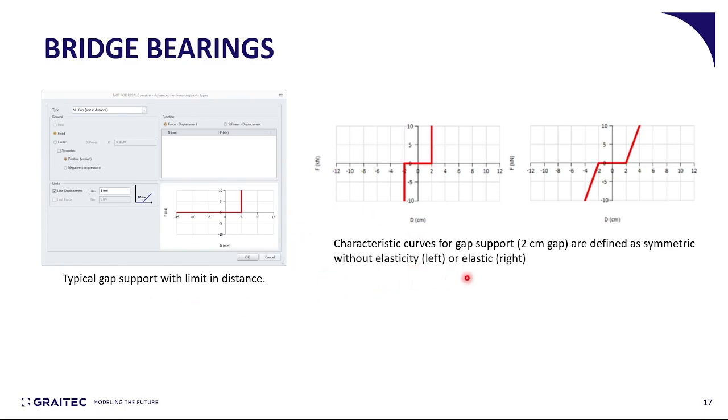Here are some characteristic curves for a gap support with a 2 centimeter gap, defined as symmetric without elasticity and asymmetric with elasticity. In the first case, the force is the same after the 2 centimeters are reached, whereas in the second case, the force is a linear function of the displacement, which means as the displacement increases after the 2 centimeters, the force is increased linearly.